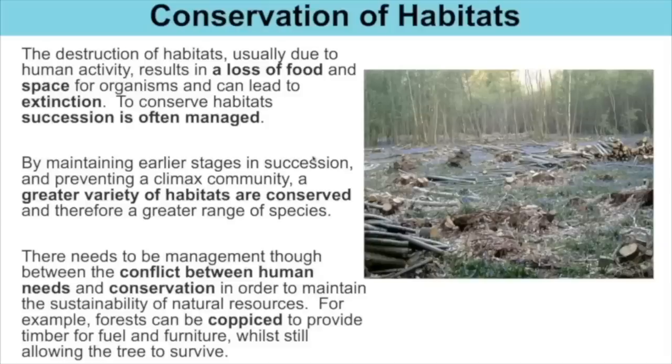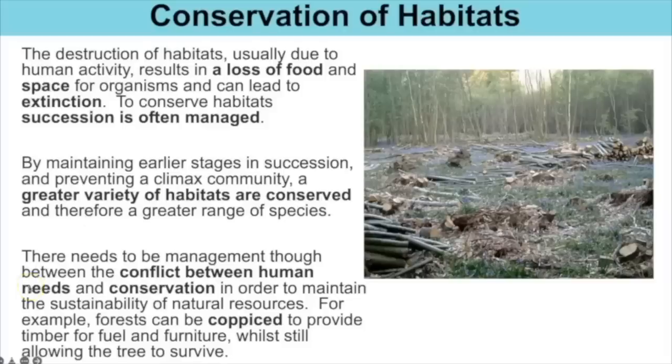Now, often conservation of habitats involves controlling succession. The destruction of habitats, usually due to human activity, results in a loss of food and a loss of space or habitat for organisms, and it can lead to extinction. So that is why we conserve the habitats, and succession is often managed to do this. So by maintaining an earlier stage in succession and preventing the climax community, a greater variety of habitats are conserved, and therefore we get a greater range of species.